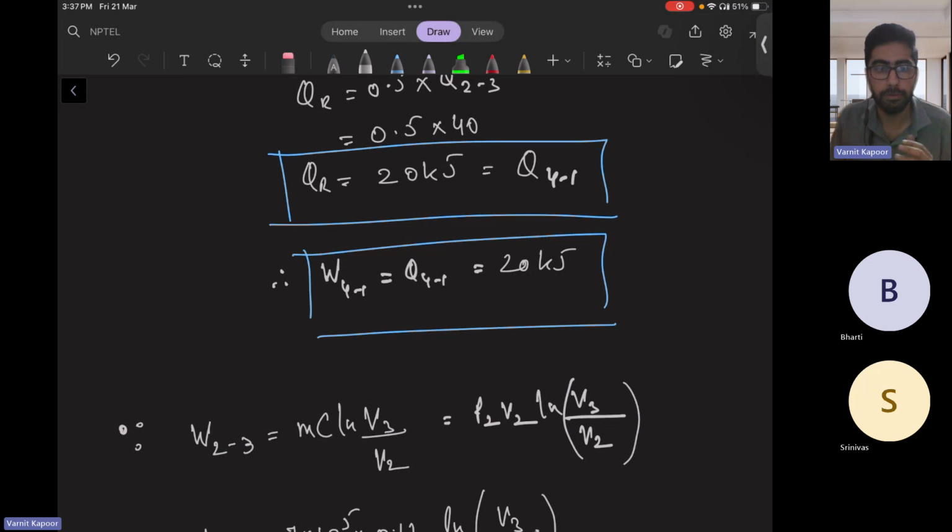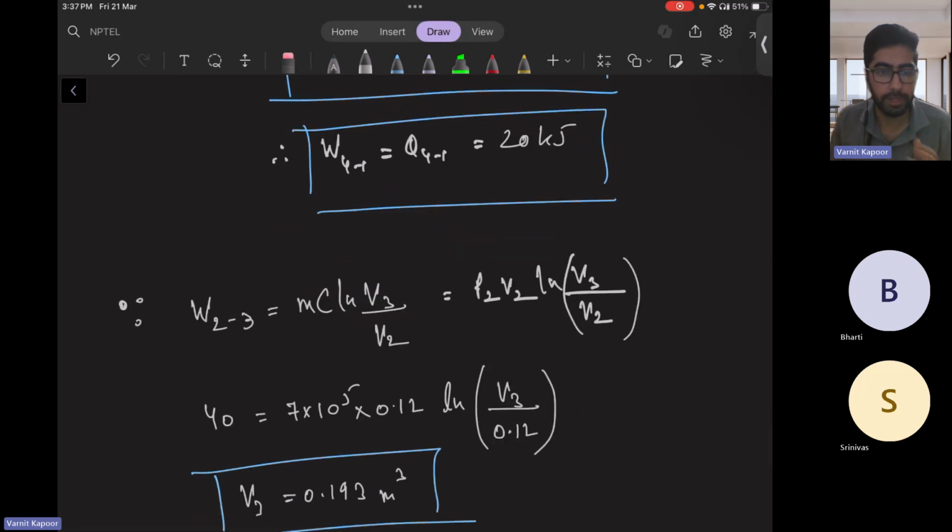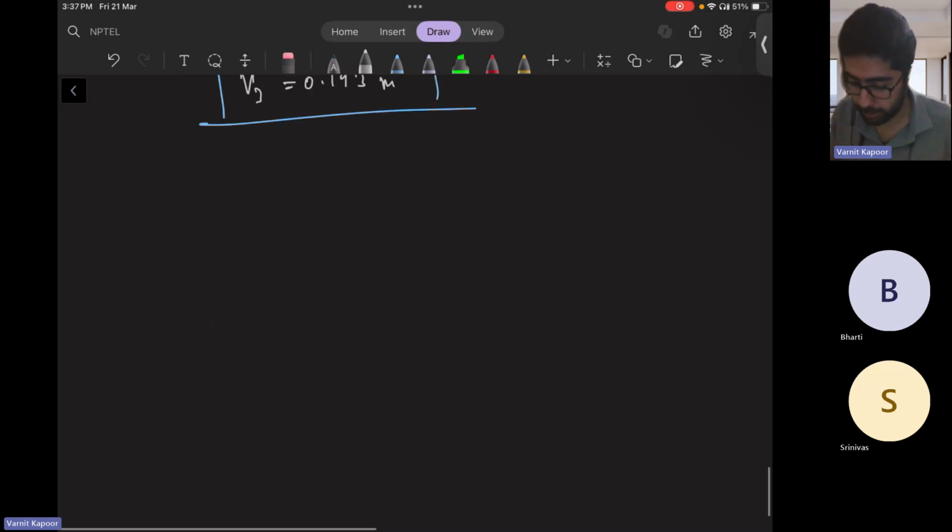Now we need to find out the volume. So work 2 to 3, we know that it can be written as P2V2 ln V3 by V2 or MC ln V3 by V2, whatever value you want to put. So you get the V3 from here, you know the V2, 0.193 meter cube. A very good detailed question, you understand. Now let's come to the next question.